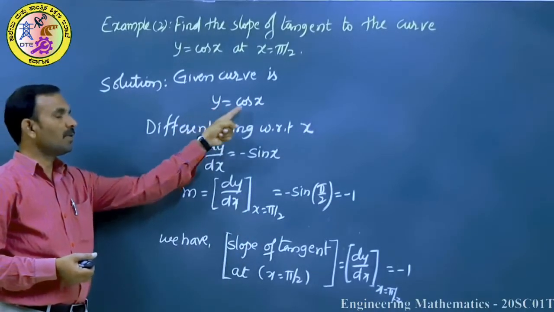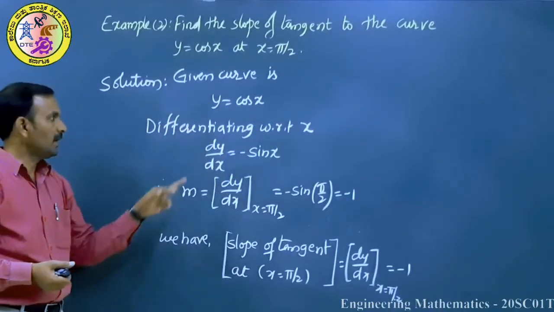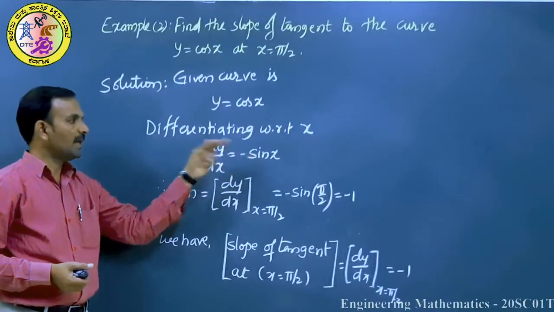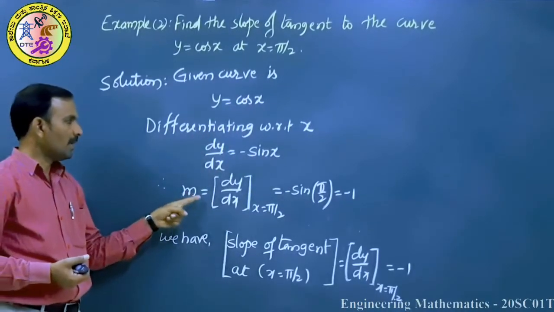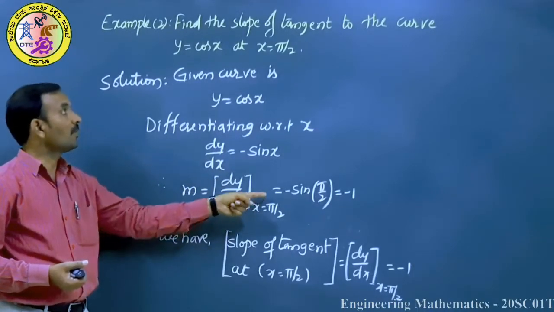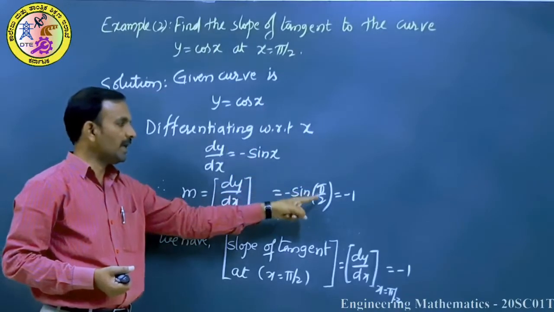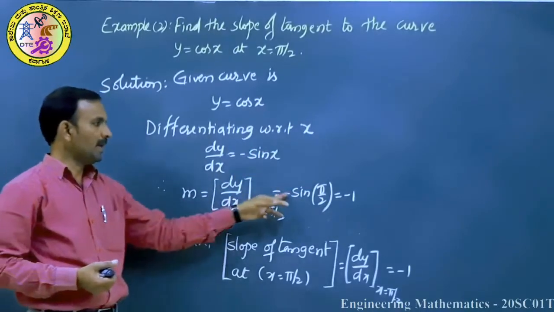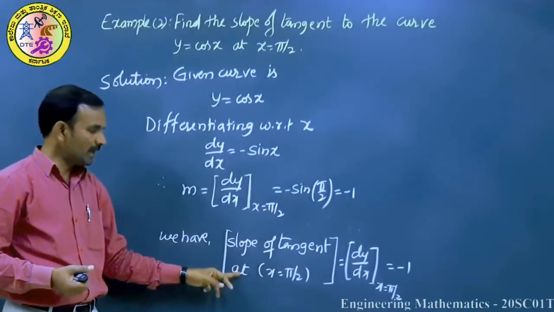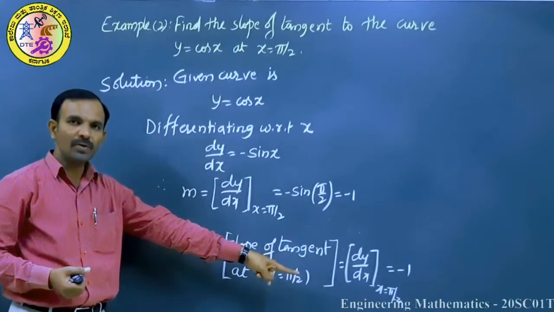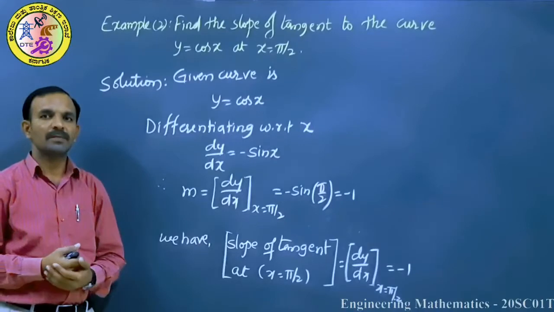Take the given curve y equal to cos x. Differentiating with respect to x, dy by dx equal to minus sin x, because the cos x derivative is minus sin x. m equals dy by dx at x equal to pi by 2, that is equal to minus sin x at x equal to pi by 2, minus sin pi by 2, which is minus 1. Therefore, the slope of tangent is dy by dx at x equal to pi by 2, equal to minus 1. Note down the answer.